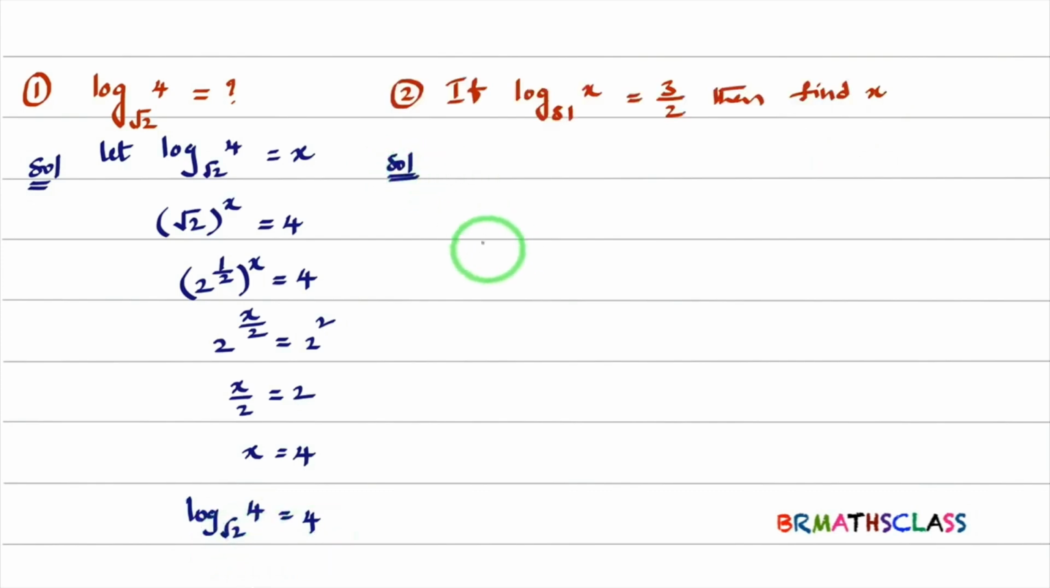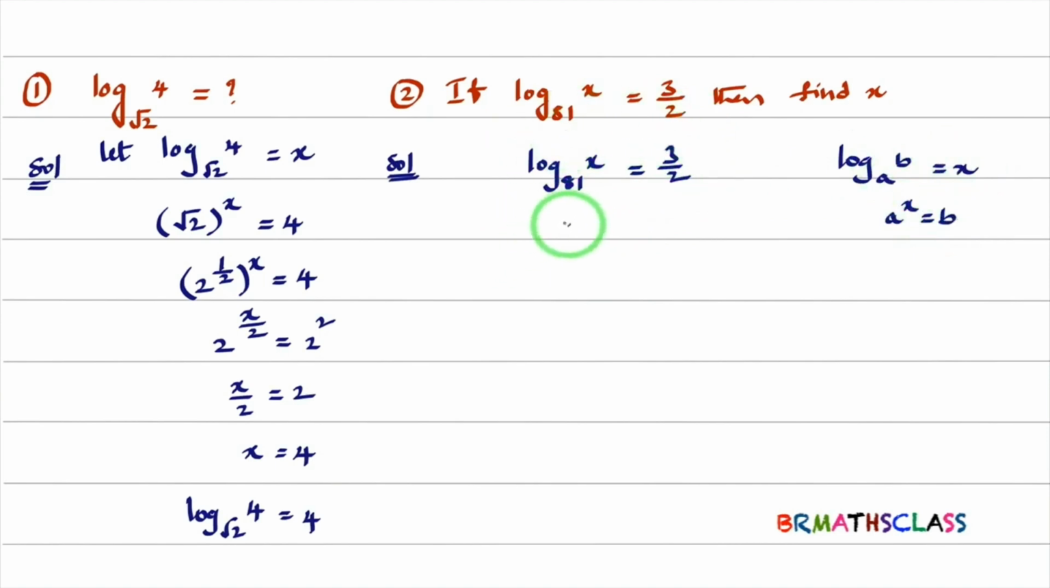You see the second question. If log x base 81 equal to 3 by 2, then find x. First, I'll consider the given information. They gave that log x base 81 equal to 3 by 2. From the definition of logarithm, whenever you see log b base a equal to x, what can you write? You can write that a power x equal to b. So it can be written as 81 power 3 by 2 equal to x.